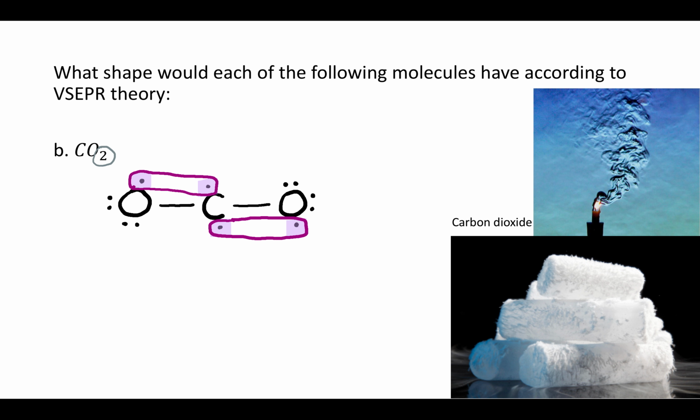Now, carbon is the central atom. Around carbon, we have 2 atoms and 0 lone pairs. There are no dots on carbon. So what shape has 2 atoms and 0 lone pairs? Linear. And so the shape of this molecule is going to be linear.